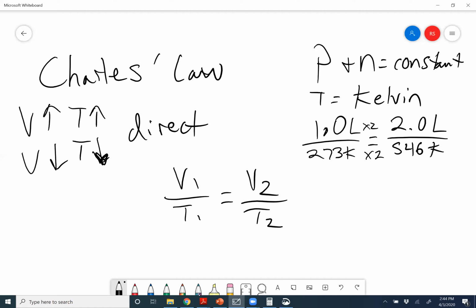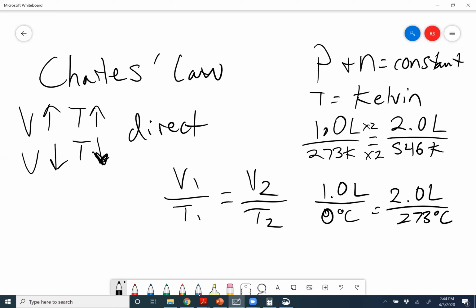If we didn't use Kelvin, this was the problem with using degrees C. 0 degrees C is now equal to 2.0 liters all over 273 degrees C. Is this a correct equality? Is 1 over 0 equal to 2 over 273? No. So that was one of the problems.